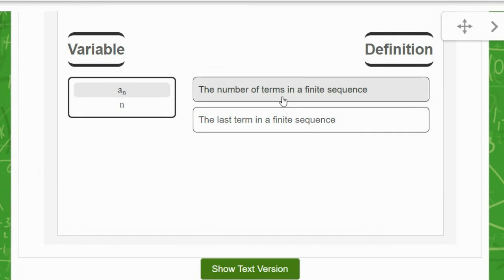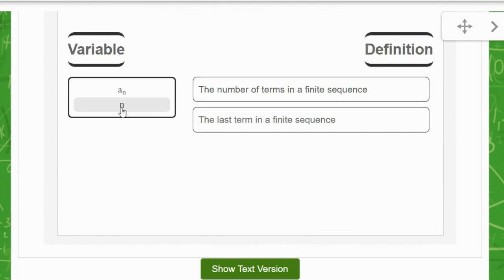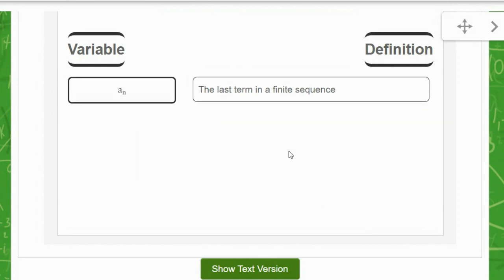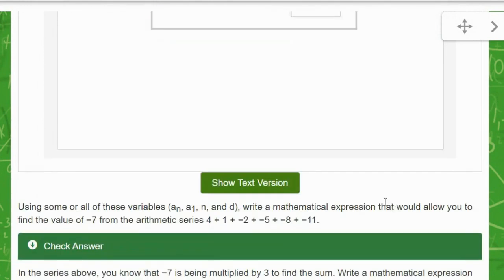All right, we're gonna choose this and see what happens. All three of you think A, and when I click A, that was incorrect. Oh, so n is the number of terms. N is the number of terms right there. A sub n is what we call the last term. All right. So if you're not sure about that, maybe you should go take that quiz yourself. Make sure you get it right.